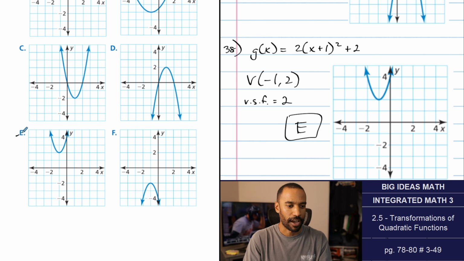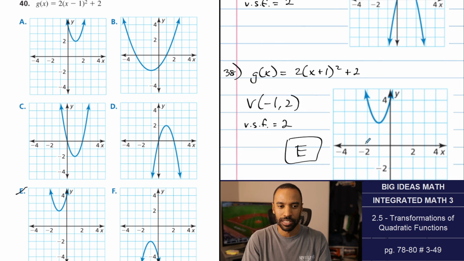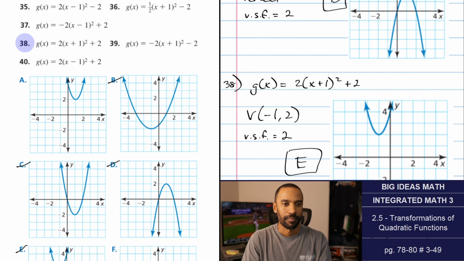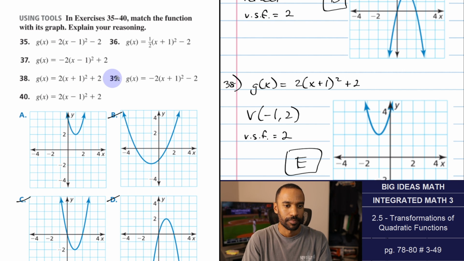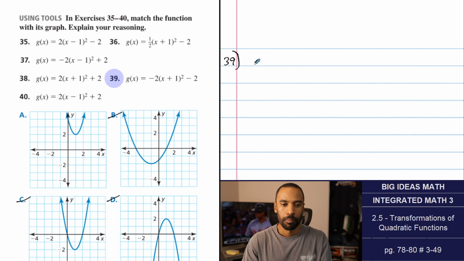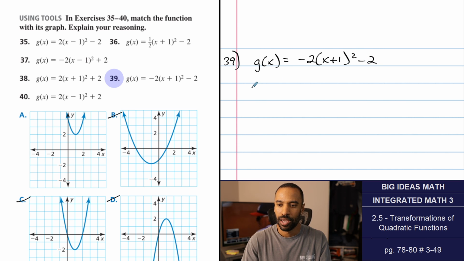All right, let's cross out the ones we found so far. We found E, D, B, and C. We're looking for A and F now. All right, number 39. It's the other upside down graph, right, if we're playing process of elimination? But g of x, probably F because it's not A. g of x is negative 2 times (x plus 1) quantity squared minus 2. This has got a vertex of negative 1, negative 2. It's going to be a reflection, and it's got a vertical stretch factor of 2.